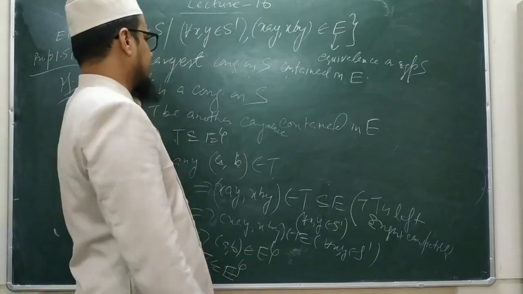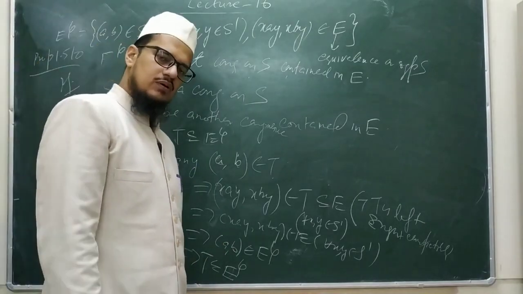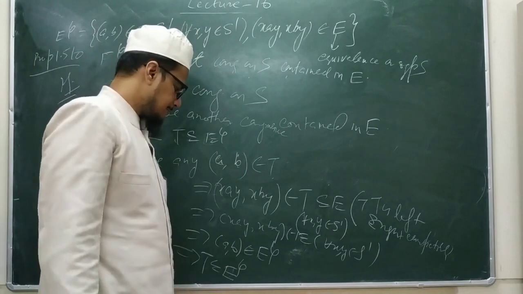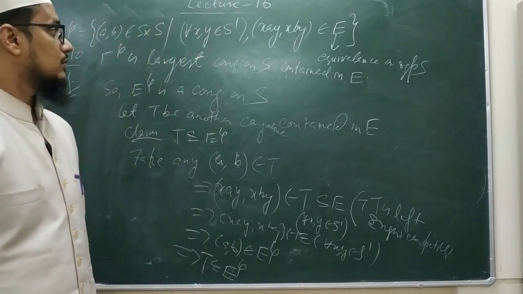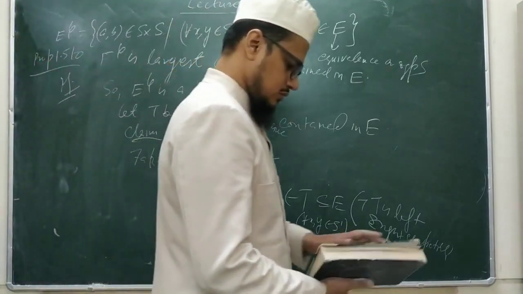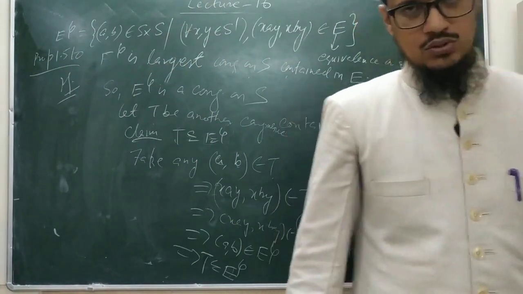So in this way we have proved that E natural is the largest congruence on the semigroup S contained in E. So in this way the theorem is proved. So this is all about today's lecture. So we stop here.